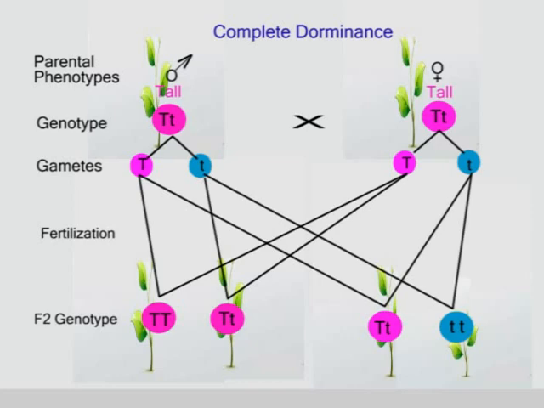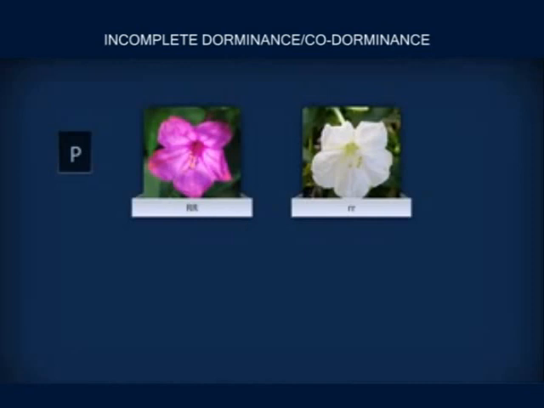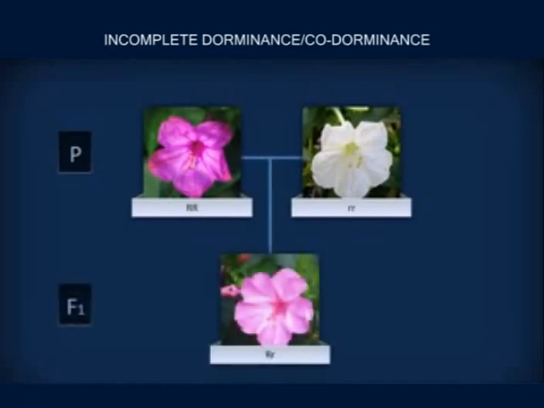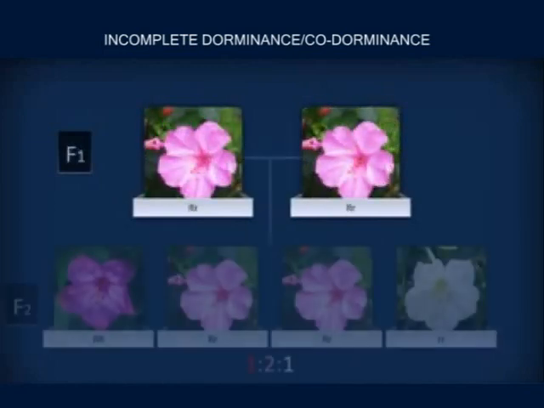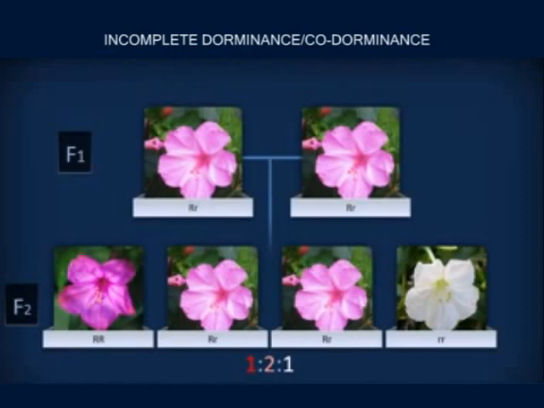However, in some plants such as the 4 o'clock plant, a cross between red and white flowered plants results in the F1 generation, with all the offspring bearing pink flowers, thus showing blending of color. Self-pollinating the F1 individuals gives a phenotypic ratio of 1 red, 2 pink, and 1 white. This shows that there is no allele which completely dominates the other, that is, both alleles express themselves equally. This is an example of incomplete dominance or codominance.